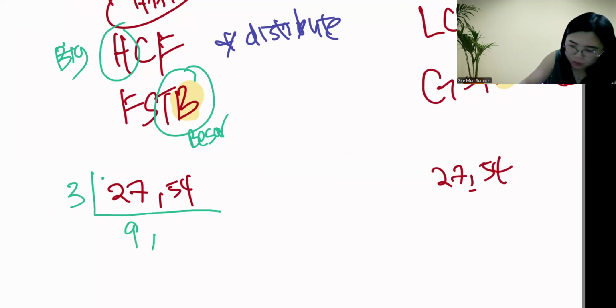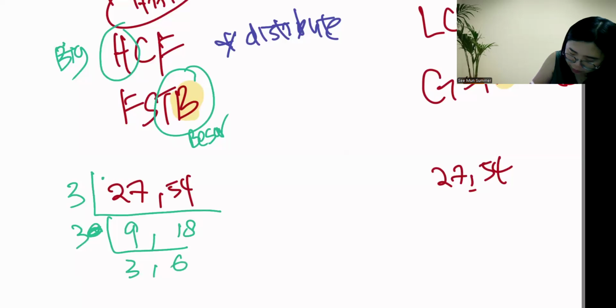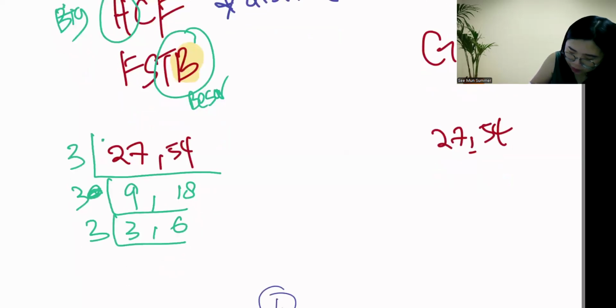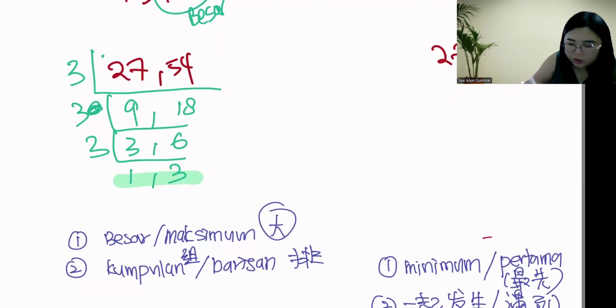I think 9 also can, but I don't want. I will start with the smallest number, 3. 18, and then 9, and then 3 again, 3, and then 3 again, 1 and 3. And then can you see? We stop here because there's no longer same number. So no longer can be divided again. So my HCF, write down, HCF is equals to 3 times 3 times 3 equals to 27.